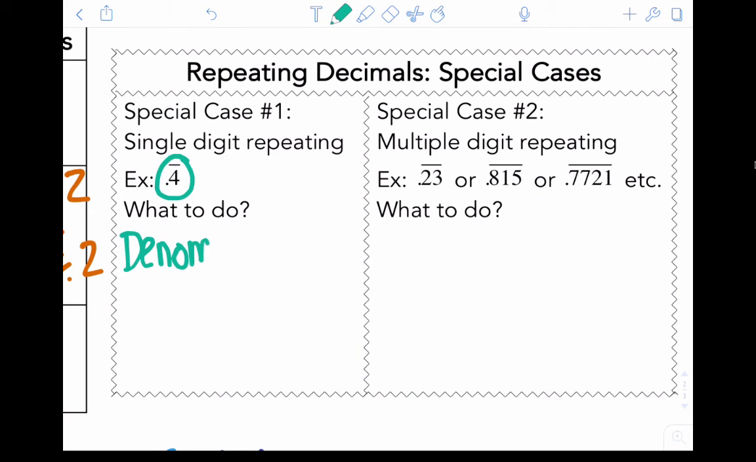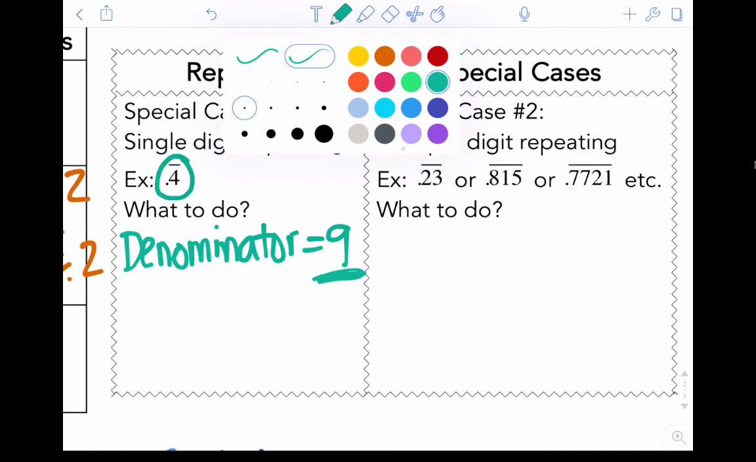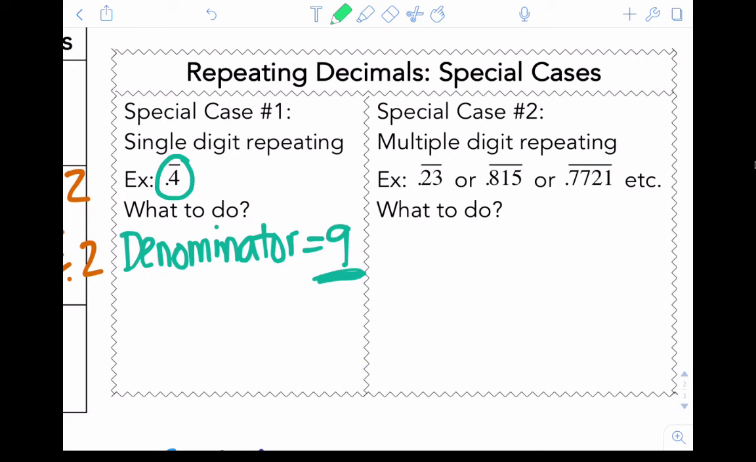All that we're going to do is make our denominator 9. 9 is our magical number when it comes to repeating. So the number 0.4 repeating, my denominator is 9, numerator is just the digit that's repeating. If it was 0.1 repeating, the fraction would be 1 over 9. 0.2 repeating would be 2 over 9.